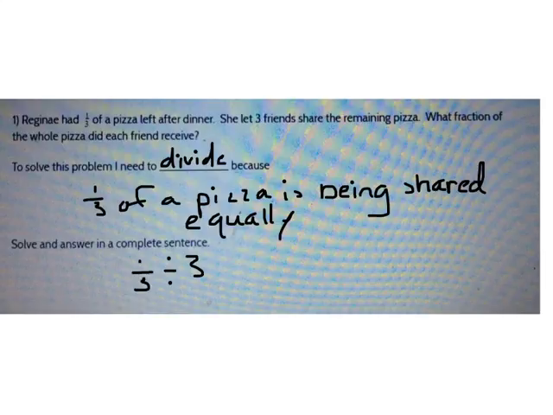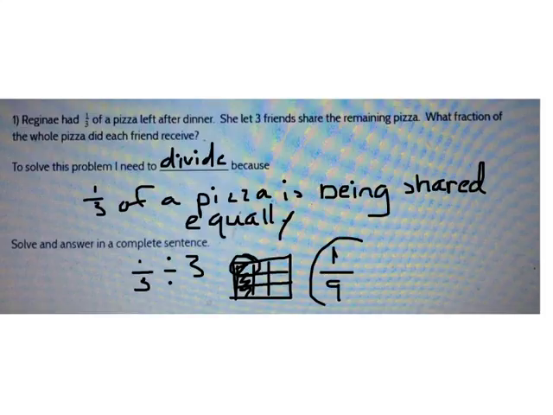If I draw a model to solve this problem, what do I start with? I start with 1/3. How many pieces do I need to split that 1/3 into? I need to split it into 3 pieces, so I'm going to draw 2 lines. Each friend gets 1 piece. So what fraction of the original pizza did each friend receive? Each friend received 1/9 of the original pizza.